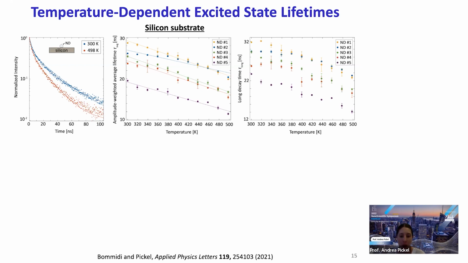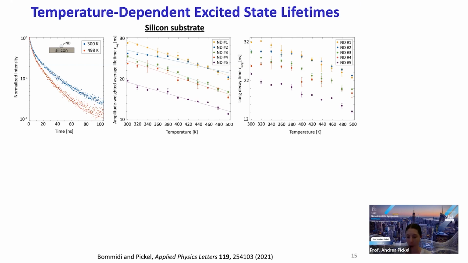And while the lifetime values show some variation from one nanodiamond to another, we do find that the change in the lifetimes is more consistent among nanodiamonds. We also find that for the majority of nanodiamonds we measure, the change in the lifetime with temperature can be approximated as linear over this temperature range, which lets us estimate uncertainties and sensitivities that I'll show in just a moment.